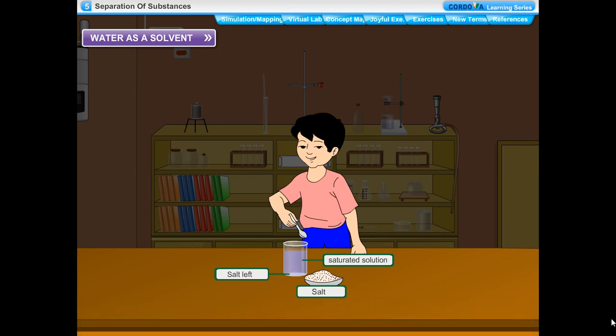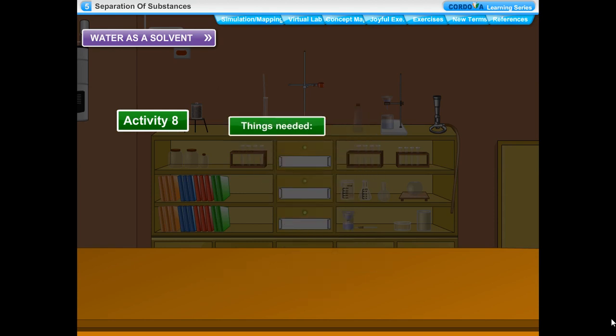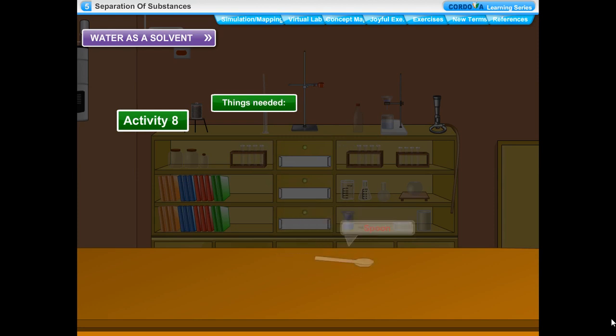Water as a solvent. Water can dissolve many kinds of substances like sugar and salt. When we dissolve a substance in water, a solution is formed. Activity 8. Can water dissolve any amount of a substance? Things needed: a beaker, some common salt, spoon.